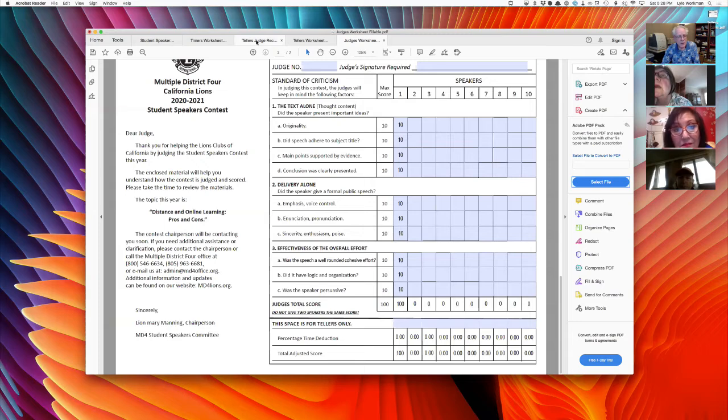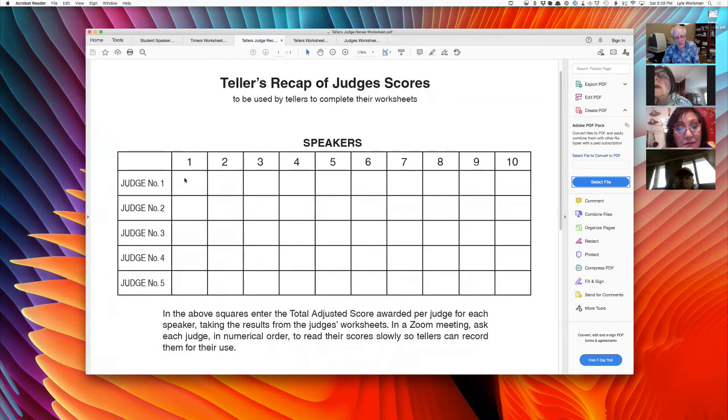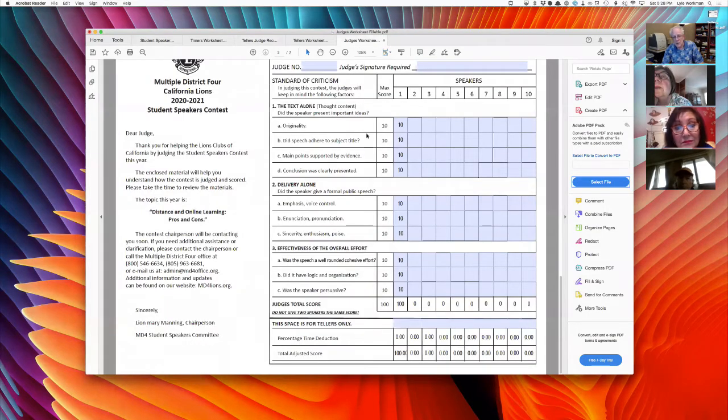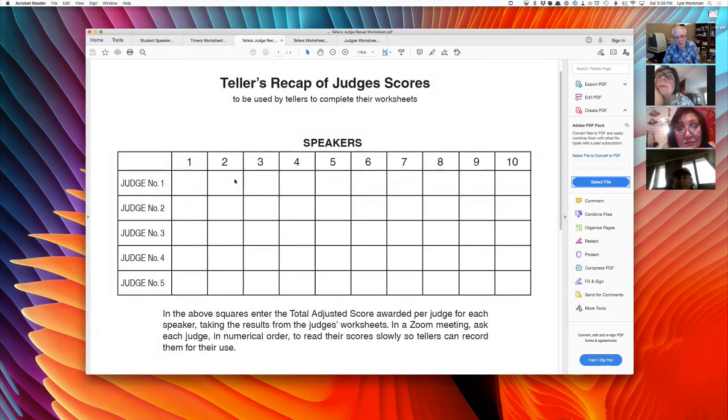He announces that. So for the teller, 100 would be written here. Now, if you look at the judge's sheet, he scores each speaker individually. Each speaker has a column. Now say this speaker does very well too. He gets all 9s, has no penalties, so his score is 90. When he announces it, 90 would go right in here.